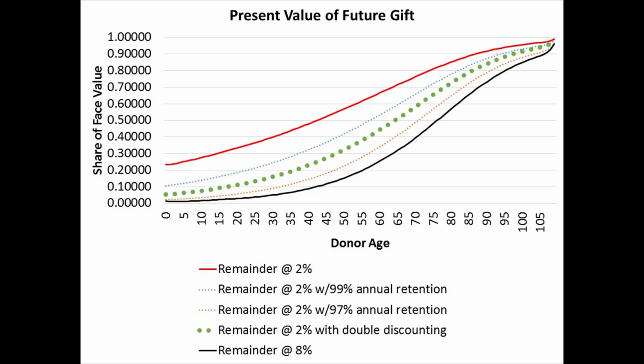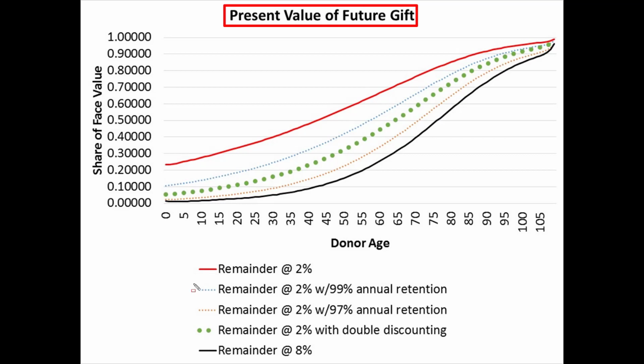So let me show you the example of the different strategies of how this can be useful. This is showing the present value of a future gift under different estimation schemes. So let's suppose that you take a strategy where you actually run the calculation.